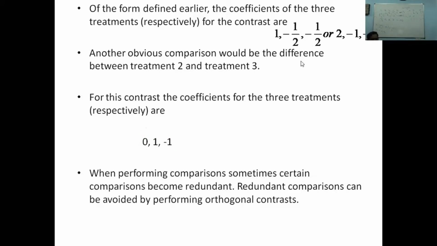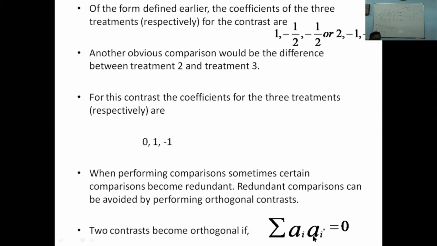When performing comparisons, sometimes a certain comparison becomes redundant. Redundant comparison can be avoided by performing orthogonal contrast. So for orthogonal contrast, as I said, when you multiply the coefficients, the addition of the multiplication of coefficients should be equal to 0 at the end.